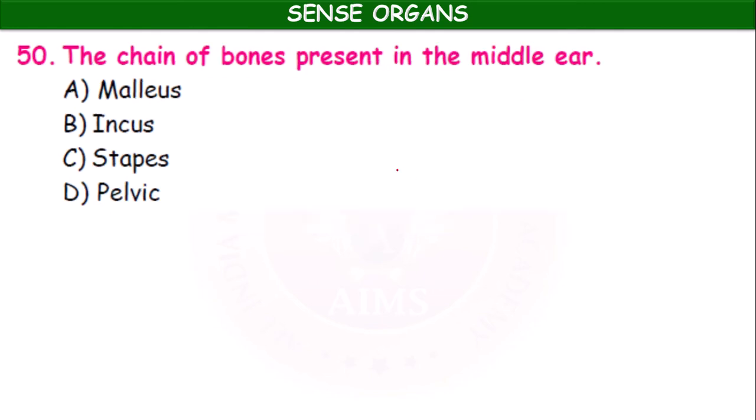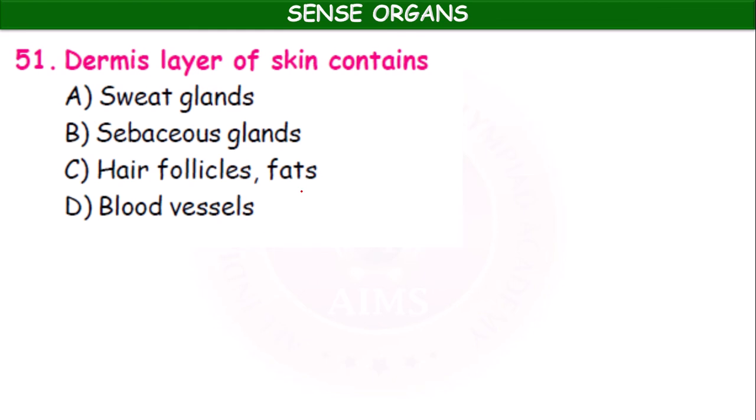The chain of bones present in the middle ear: malleus, incus, stapes, pelvic. It is a multi-correct answer. Malleus, incus, stapes, these are the 3 bones present in the middle ear. They are called ear ossicles. The dermis layer of skin contains, it is also a multi-correct answer, sweat glands, sebaceous glands, hair follicle, fats, blood vessels. Yes, all of these. A, B, C, D.